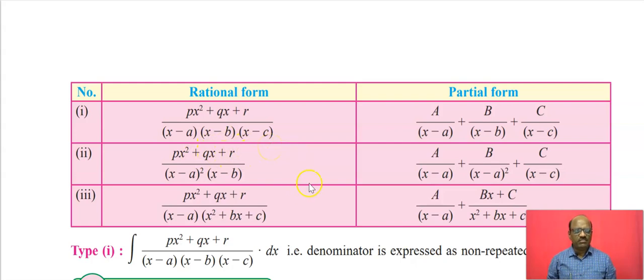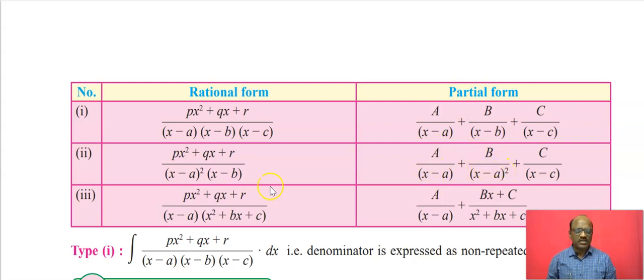Its partial fraction form is A upon x minus a plus B upon x minus b plus C upon x minus c. We express it like this when it is in this form. Next is px square plus qx plus r upon x minus a bracket square into x minus b. Now see this bracket square. Its partial form is A upon x minus a plus B upon x minus a bracket square.